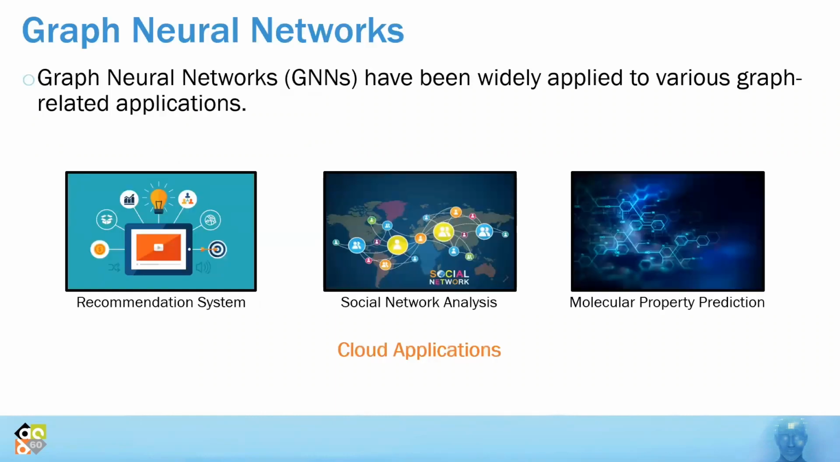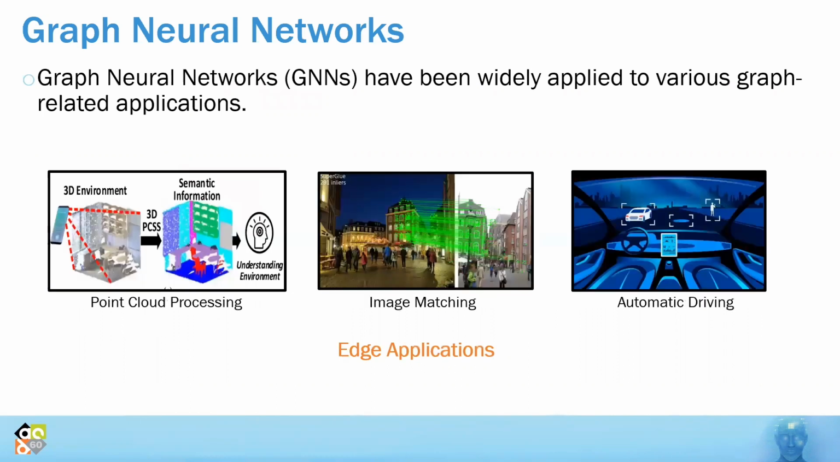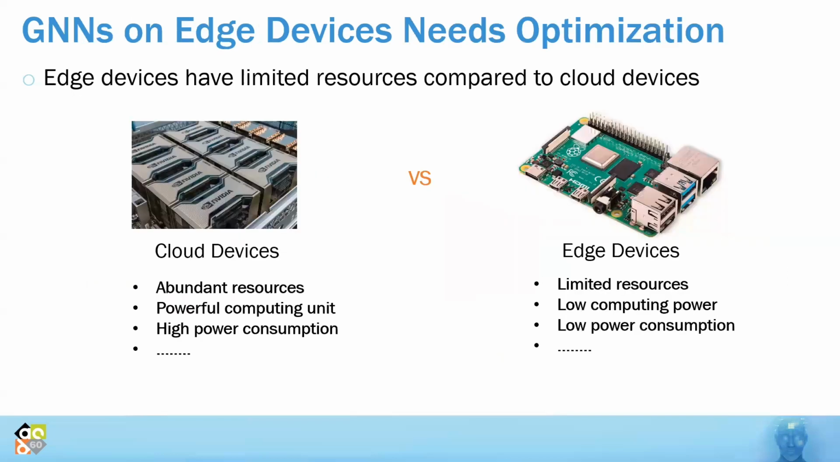Graph neural networks have been widely applied to various graph-related applications, such as recommendation systems, social network analysis, and molecule property prediction. In addition to these cloud application scenarios, GNN is also becoming popular in many edge applications, such as point cloud processing, image matching, and automatic driving. However, compared with cloud computing platforms, edge devices often have the characteristics of limited resources and low computing power, which poses challenges for GNN to efficiently compute on edge devices.